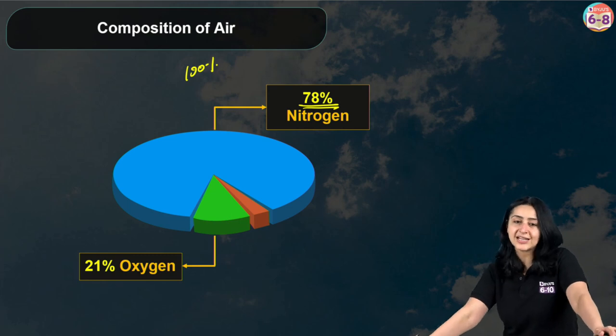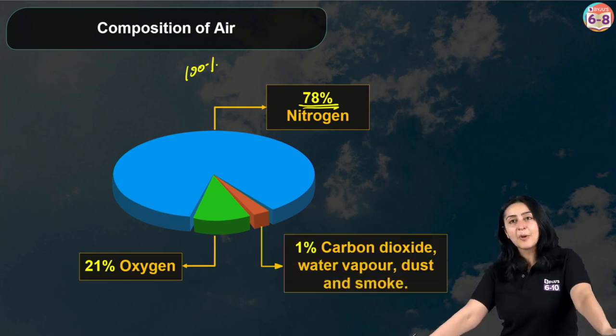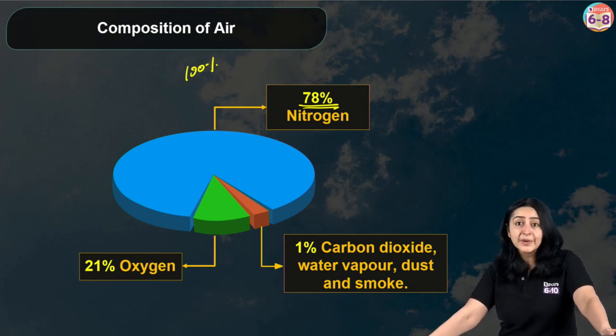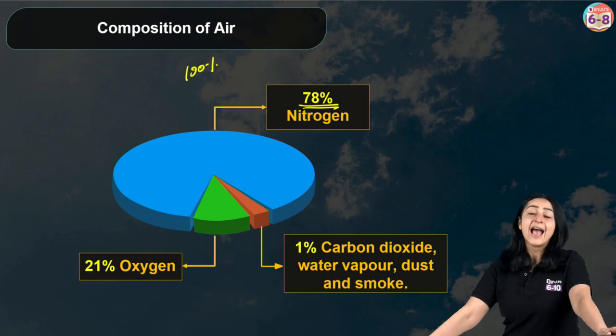How much does that give you? That basically gives you 99%. What about that 1% that is left? Well, that 1% is made up of different sorts of gases like carbon dioxide, water vapor. It's got a few other gases as well as dust and smoke.